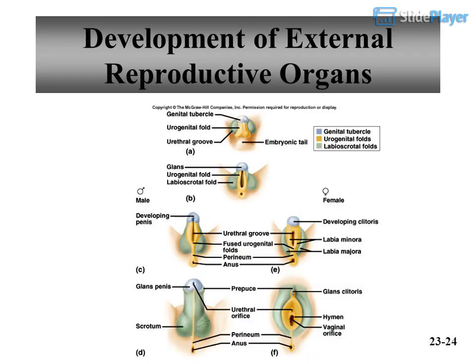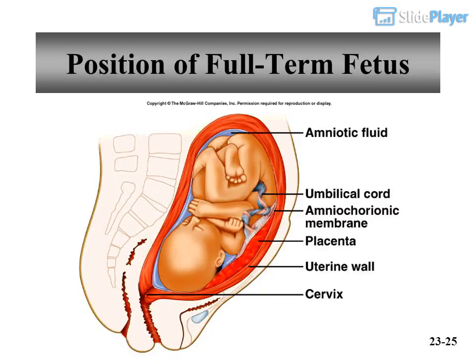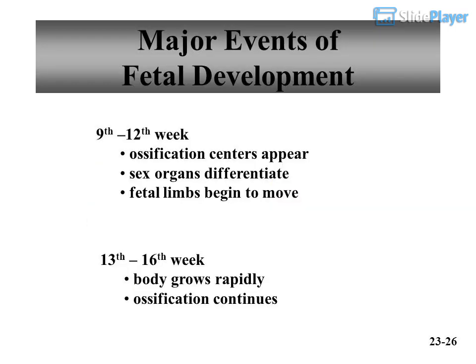23-23. Development of external reproductive organs. 23-24. Position of the full-term fetus. 23-25. Major events of fetal development. 9th to 12th week: ossification centers appear, sex organs differentiate, and fetal limbs begin to move. 13th to 16th week: the body grows rapidly and ossification continues.